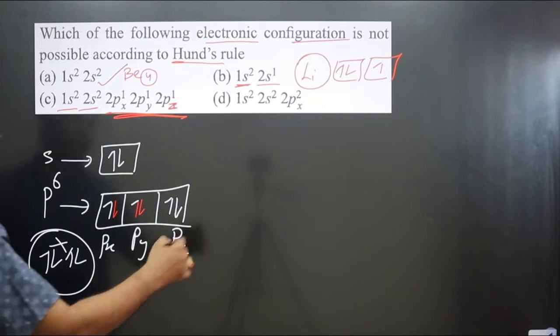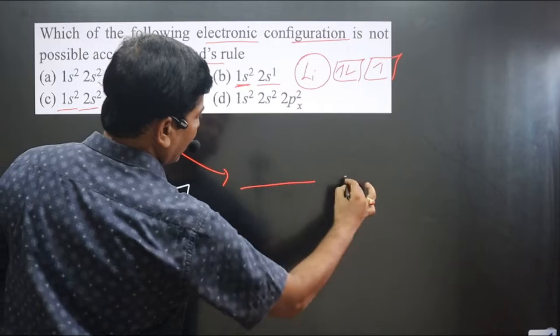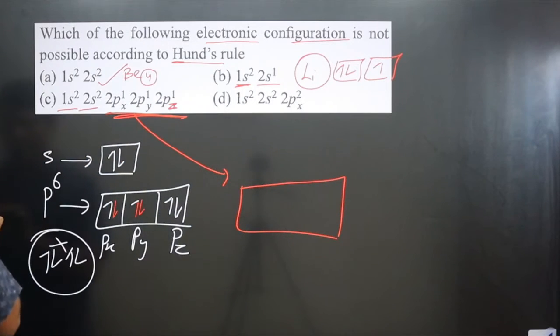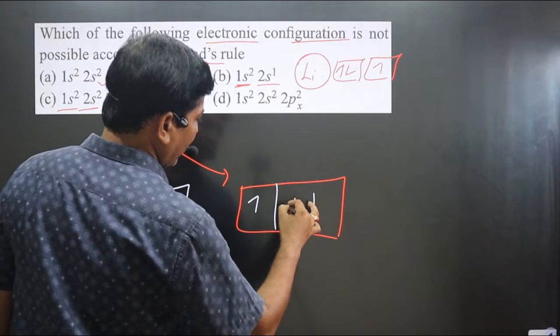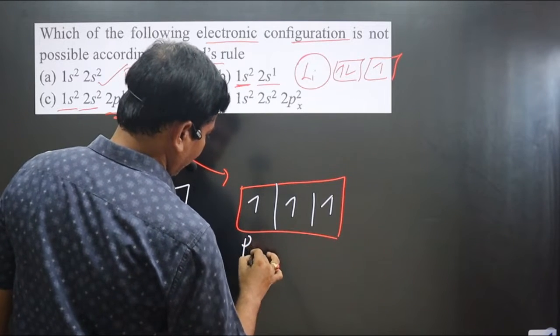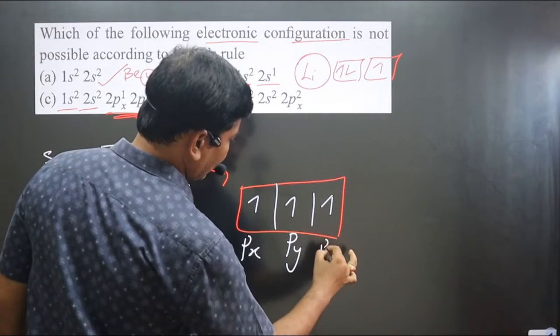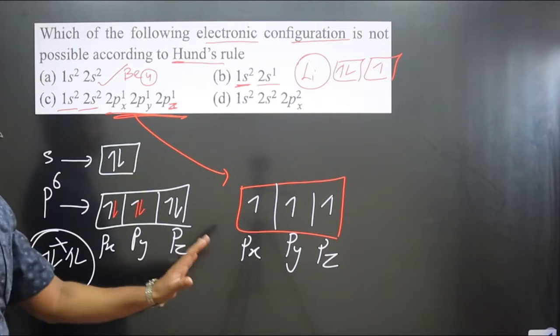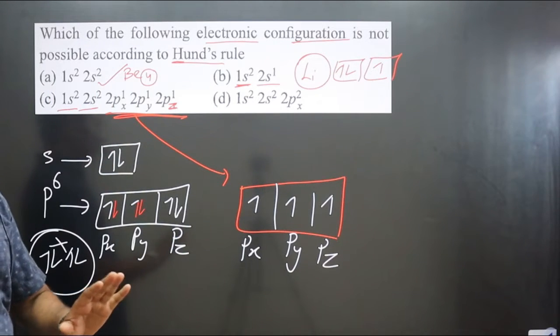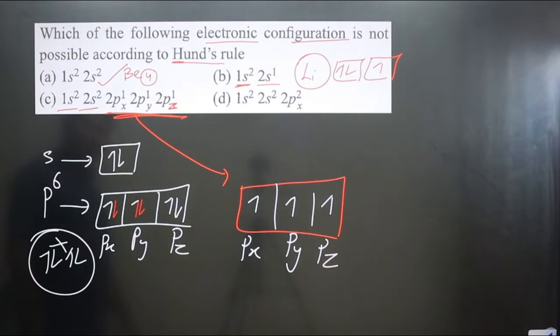How many orbitals are there? We have 3 orbitals, 1 electron each: px, py and pz. So this is according to Hund's rule. Orbitals are filled with a single spin first, then they are doubly filled.